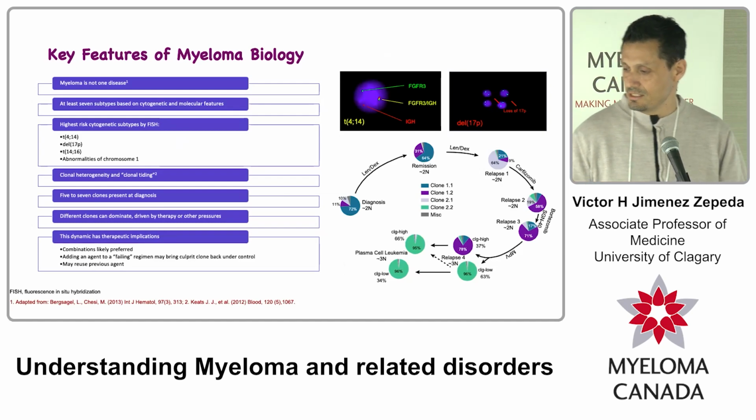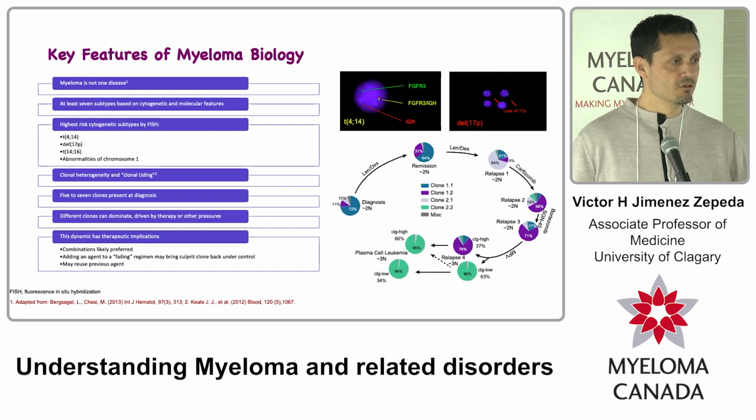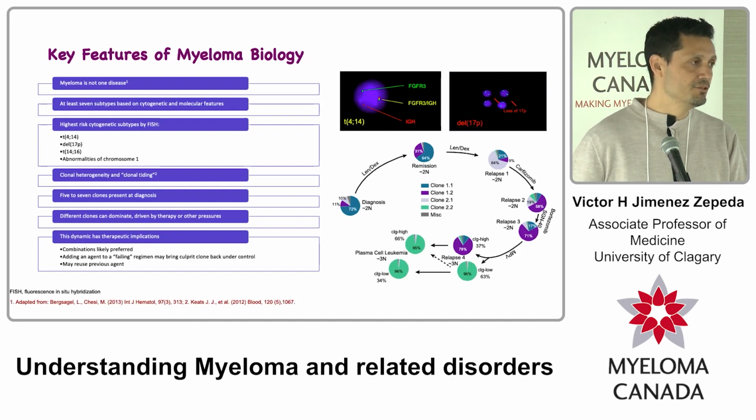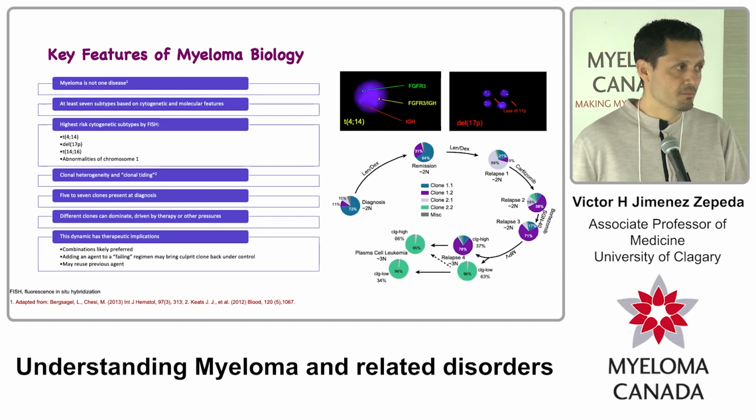So if you look at the cells, this is what we call at the top cytogenetics, and we look at translocations that have to do with a chromosome, chromosome 14, where the IgH, which is the immunoglobulin heavy chain gene, is located. And there are some translocations that can tell us whether the myeloma can be predicted to be more aggressive.